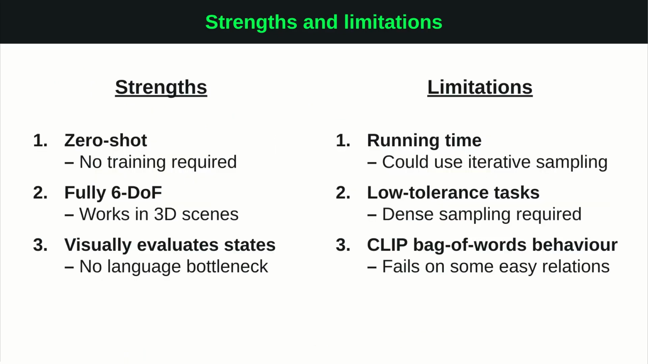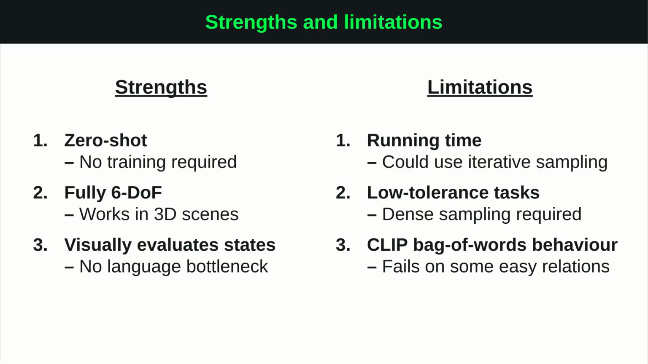Let's look at some strengths and limitations of Dream2Real. First, the method uses VLM zero-shot, so it does not require any example arrangements or further training. Second, it works in 3D scenes and 6-DoF poses. Third, it uses a VLM to visually evaluate whether a rendered arrangement looks correct. It is not bottlenecked by having to convert the scene into a text or coordinate description.